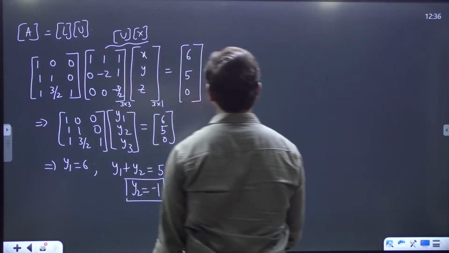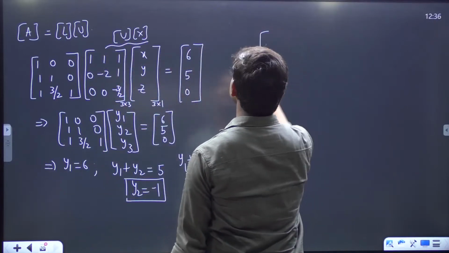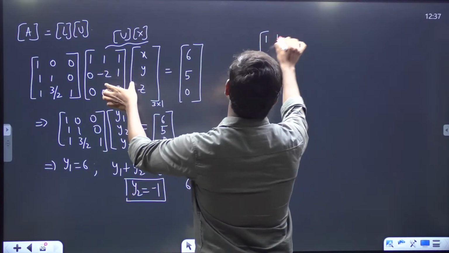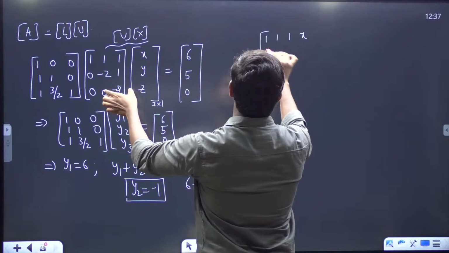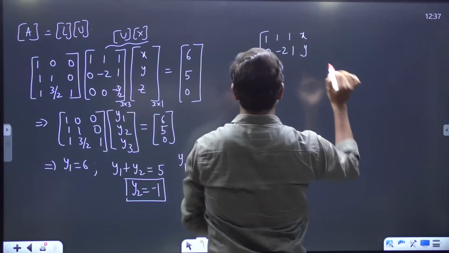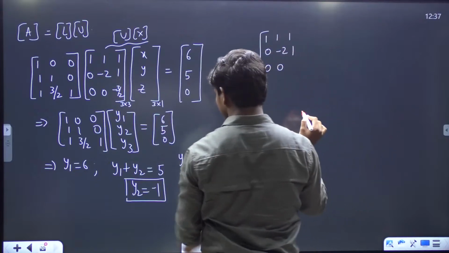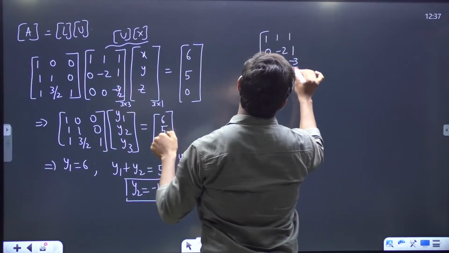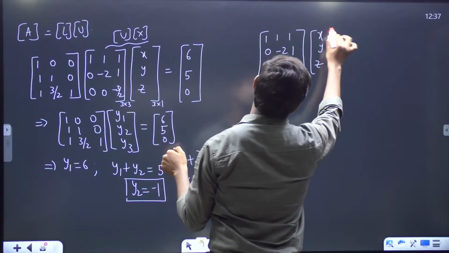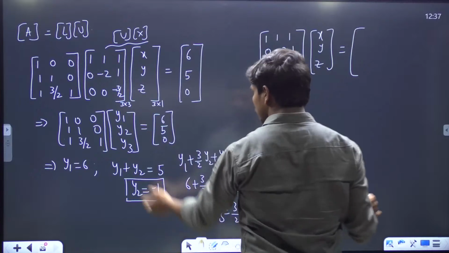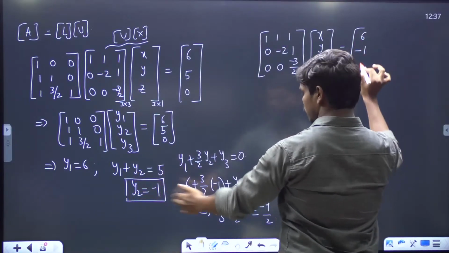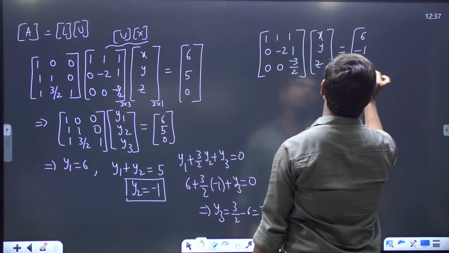So y3 is equal to minus 9 by 2. So see here, u into x means the matrix 1 1 1, 0 minus 2 1, 0 0 minus 3 by 2, times x. So u into x is equal to y, and what are the values of y1, y2, y3 we got here? 6, minus 1, minus 9 by 2.